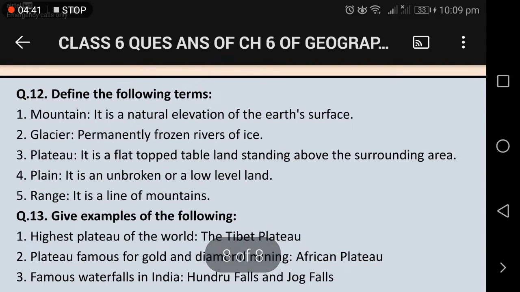Next is define the following terms. So mountain, it is a natural elevation of the earth's surface. Glacier, permanently frozen rivers of ice. Then plateau, it is a flat topped table land standing above the surrounding area. Then plain, it is an unbroken or low level land. Range, a line of mountains is called range.